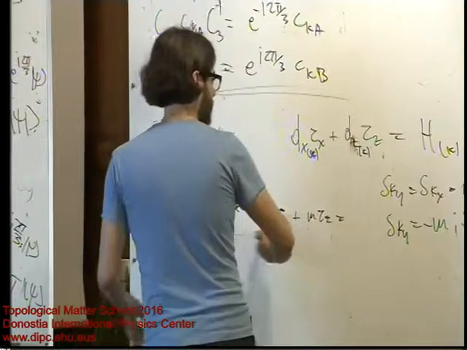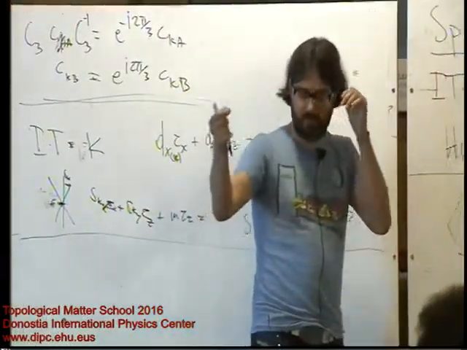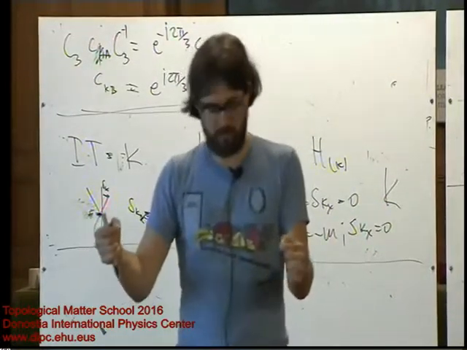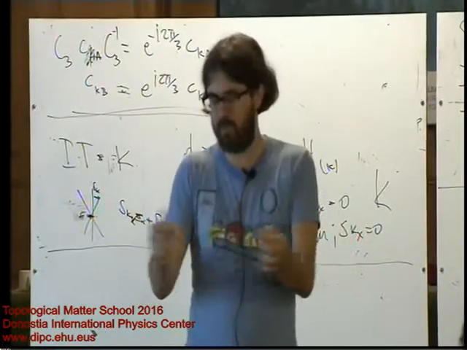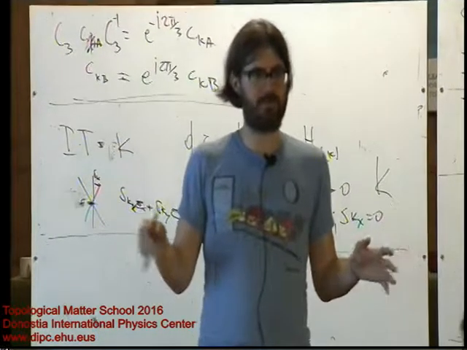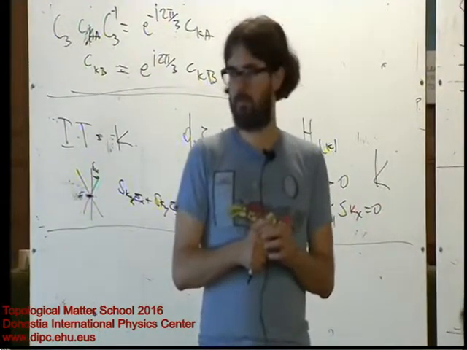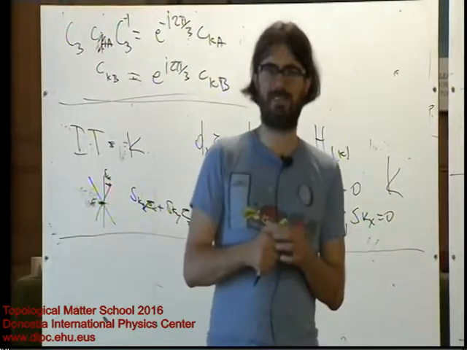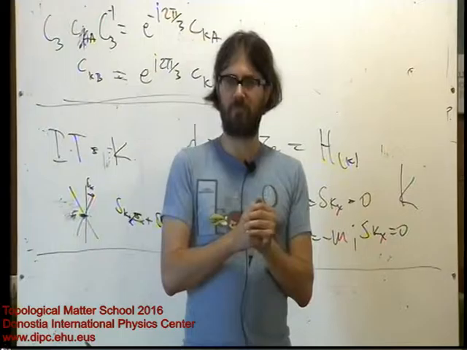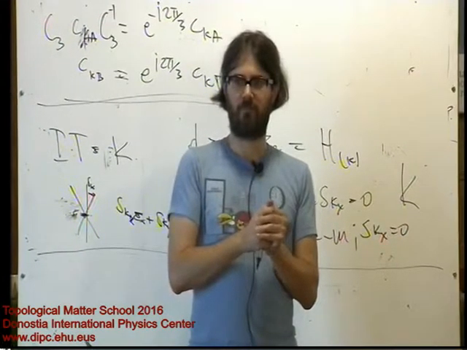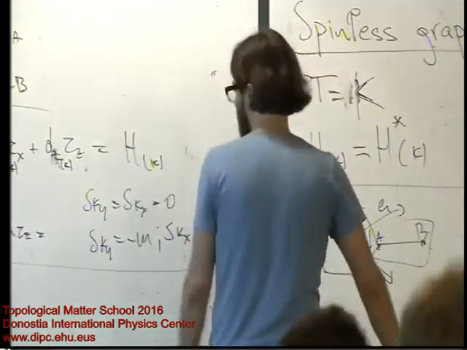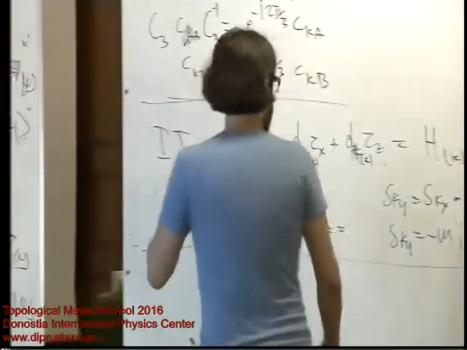That means that there is a topological invariant associated with any Dirac node, that tells you when they'll be able to annihilate or not. Does the logic make sense? If it doesn't make sense, then say what's bothering you. No? Makes sense? Okay.